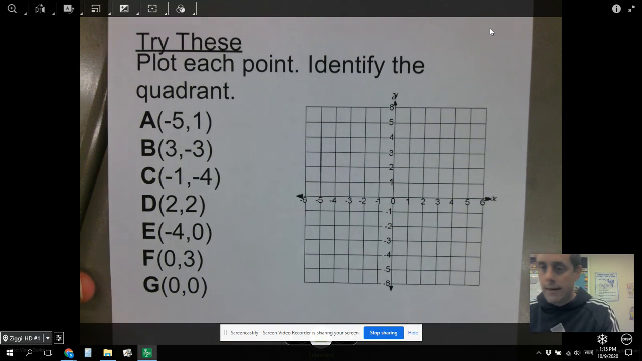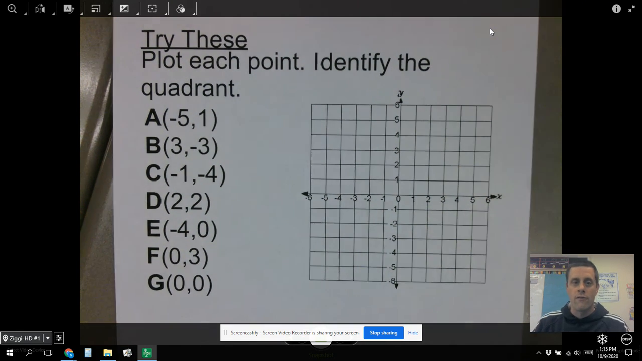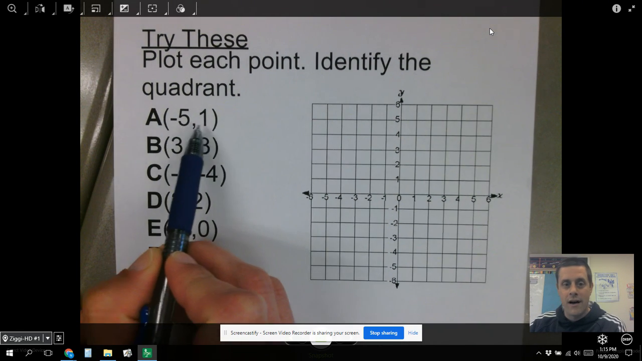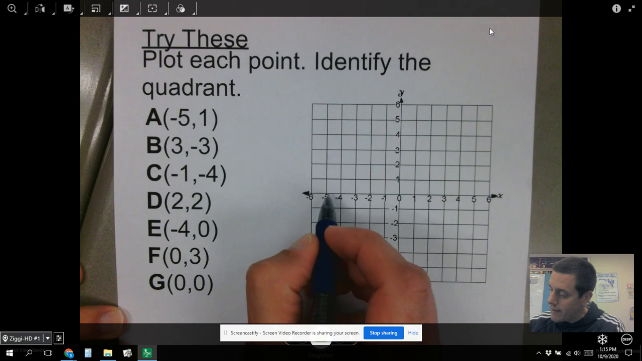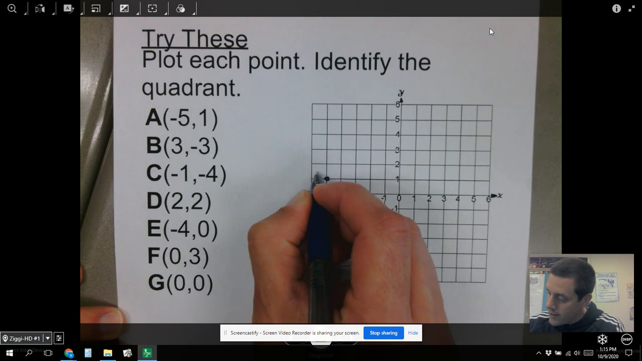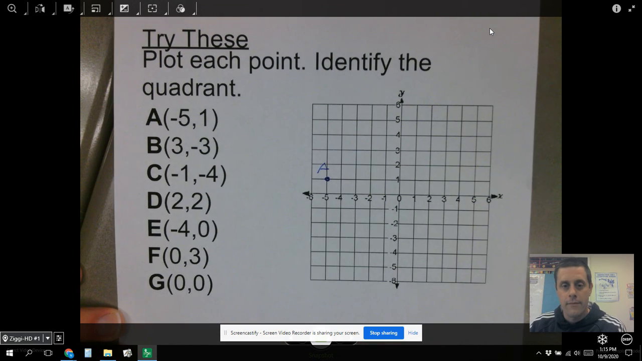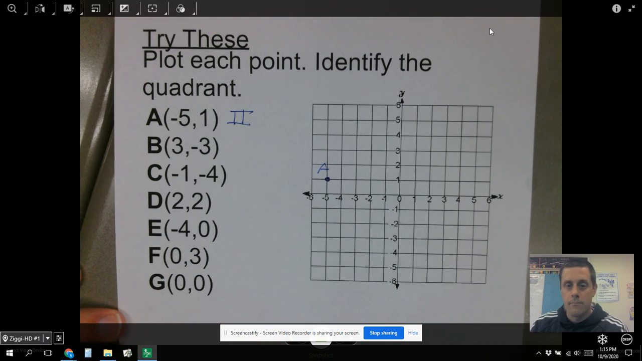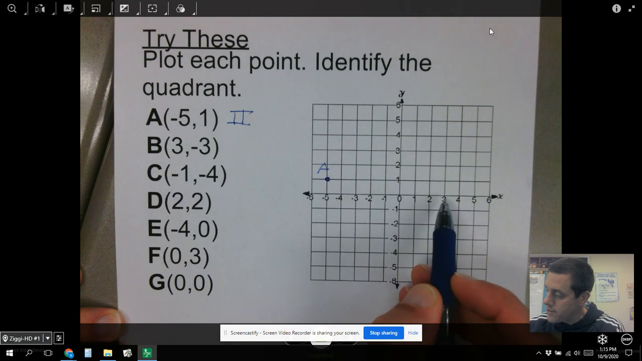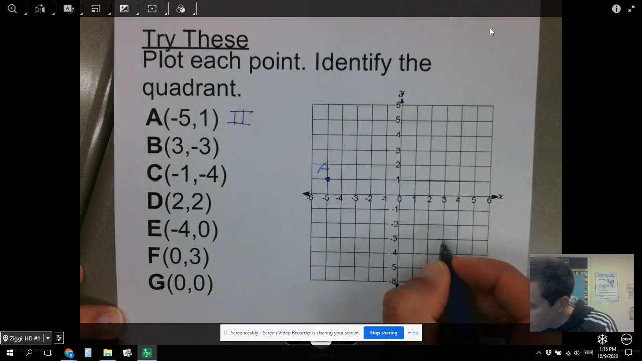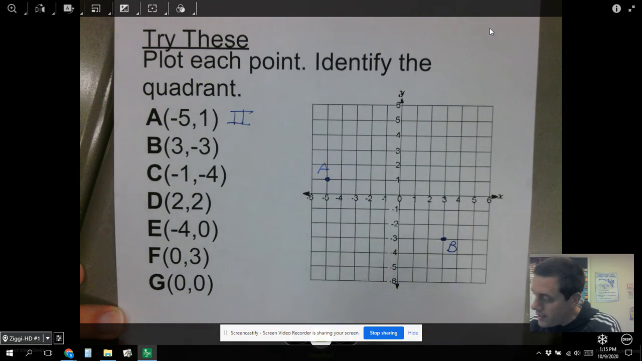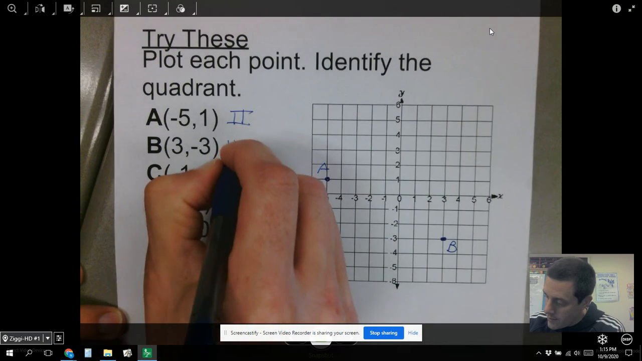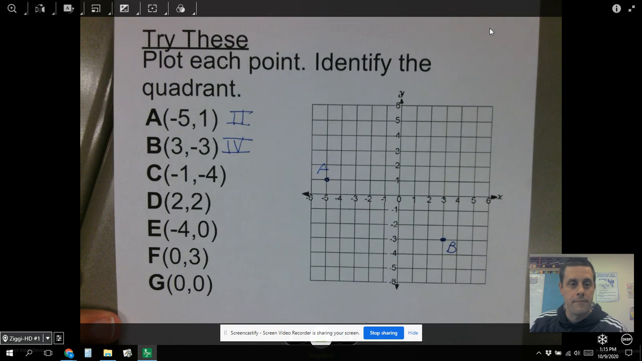Hopefully you gave yourself enough time to complete the graphing of these points and labeling their quadrants. Let's go over it together. A is at -5, 1. So from the origin, we are going left 5 and up 1. Here is point A, and that is in quadrant 2. B is at 3, -3. That means 3 to the right and down 3. Here's point B, and that is in quadrant 4.